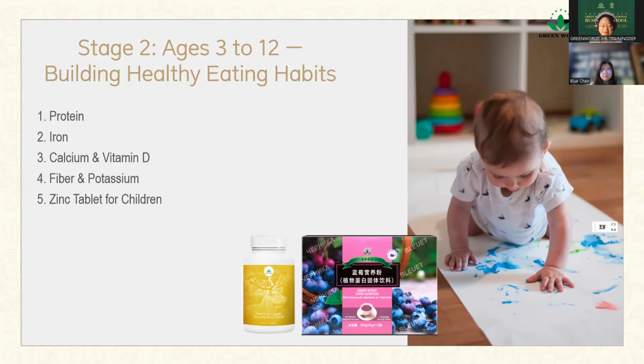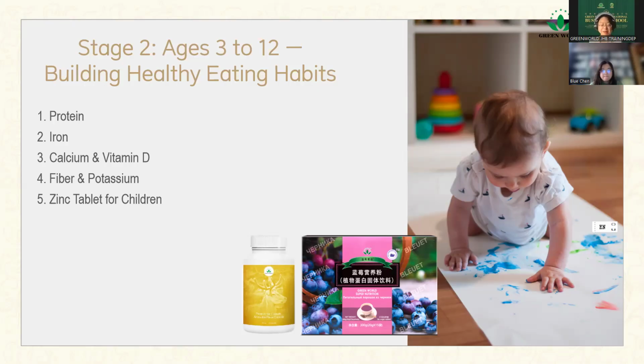Number 2, iron. Iron is critical for brain development and preventing anemia. Children aged 1 to 12 need about 7 to 10 milligrams daily. Good sources include lean meat, beans, fortified cereals, and spinach.